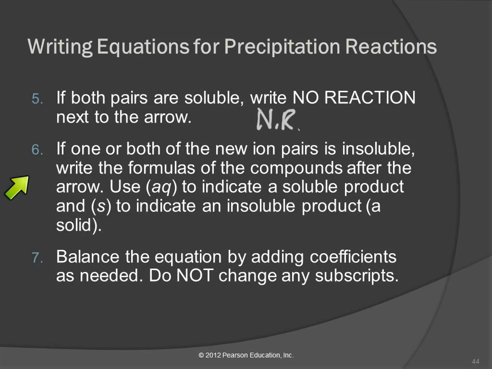If there's a reaction, though, then you need to write the formulas for the compounds after the arrow, put aq for the soluble product, and s on the insoluble product. Now, don't get s mixed up with soluble. It's kind of unfortunate that soluble and solid both start with an s. s is the state. It's a solid. Okay. And then balance the equation. Don't change the subscripts.